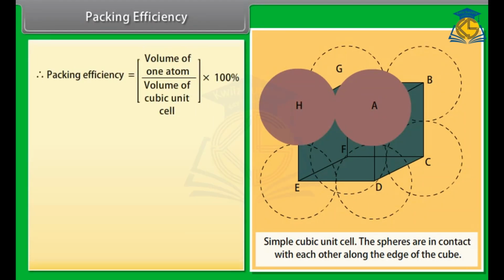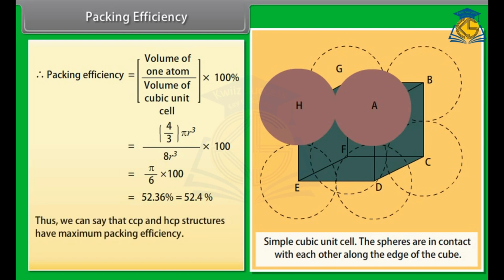Therefore, packing efficiency is equal to volume of 1 atom upon volume of cubic unit cell × 100%, which is 4/3 πr^3 upon 8r^3 × 100 = π/6 × 100, which equals 52.36%, which is equal to 52.4%. Thus, we can say that CCP and HCP structures have maximum packing efficiency.